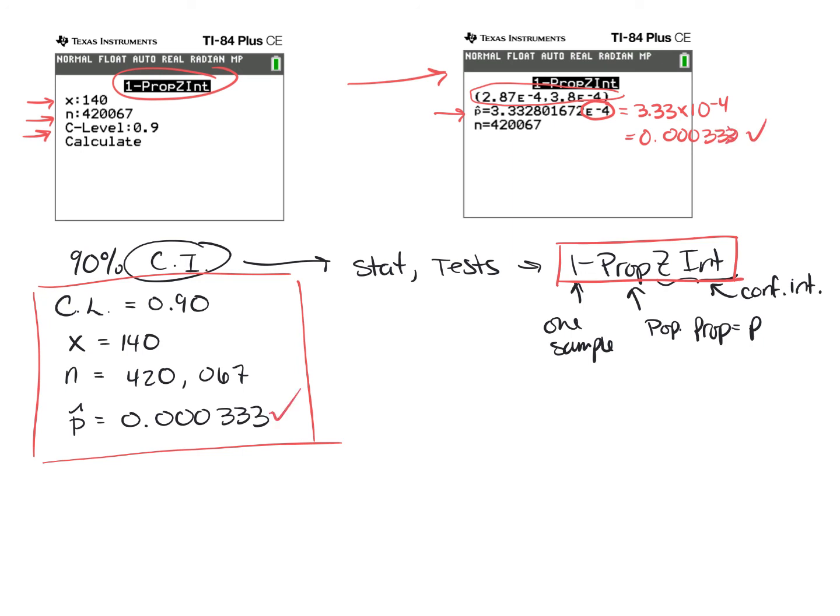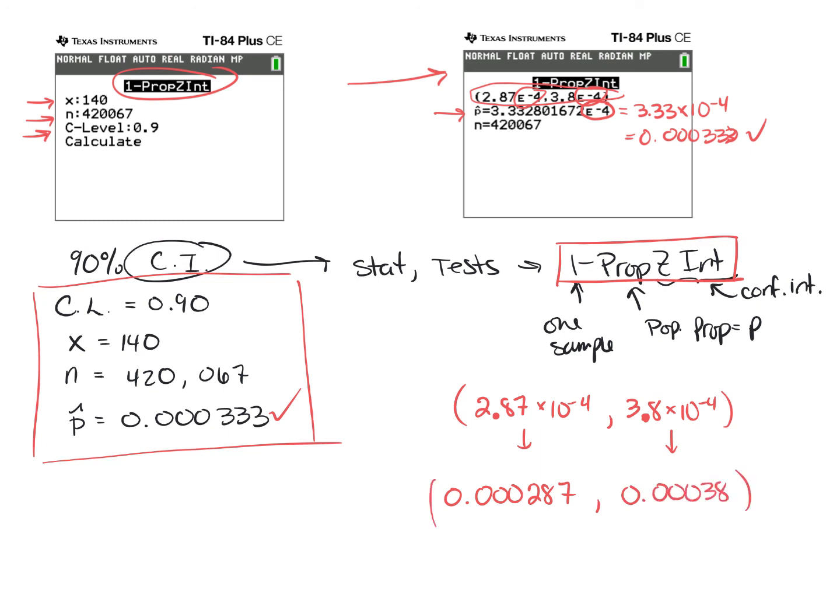Okay, let's talk about the final answer. So your calculator gives you the confidence interval between 2.87 times 10 to the negative 4 up to 3.8 times 10 to the negative 4. Again, that's what the e to the negative 4 means. It means scientific notation. So now let's convert these values to a decimal. That's 0.000, so I'm going to move this decimal place 4 places to the left. So that's 0.000287. And then the upper confidence limit, take this decimal, move it 4 places to the left. That gives me 0.00038. Notice this answer matches up with the answer that we got using the formula.